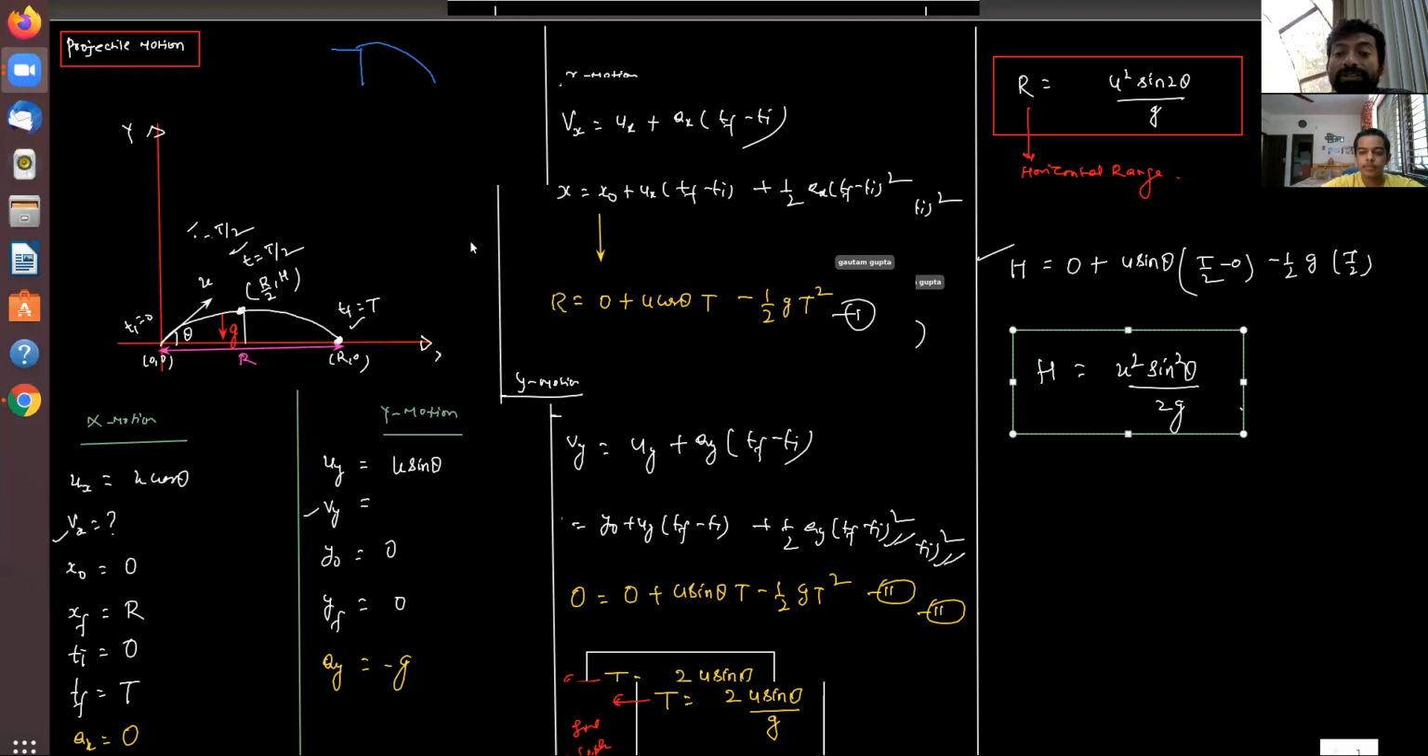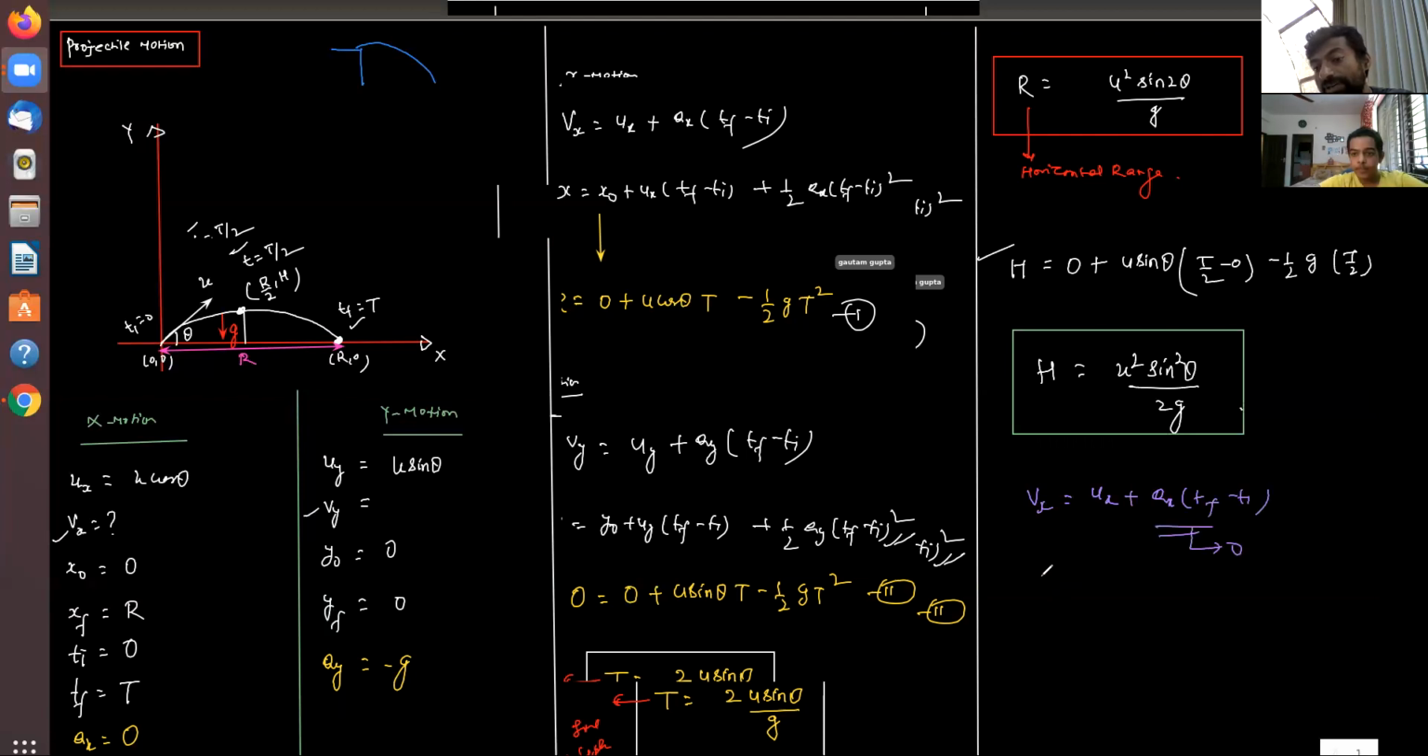One more thing you can see, if you want to find the velocity, Vx is equal to Ux plus Ax into Tf minus Ti, but Ax is 0, so this term will always be 0. That means Vx is always equal to Ux. So the horizontal component of velocity always remains the same. Vx is always equal to Ux, and that is u cos theta.